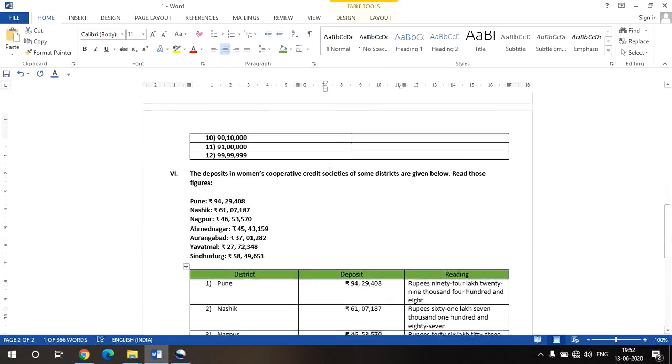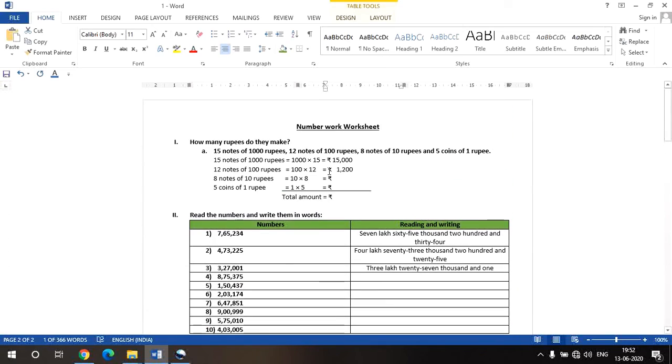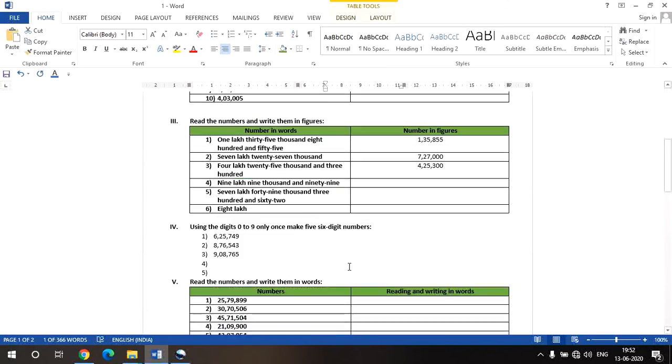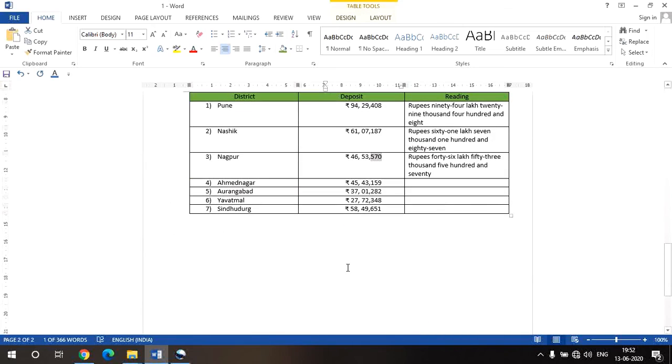Okay, you have to solve the entire worksheet that we have discussed today and submit to me soon.